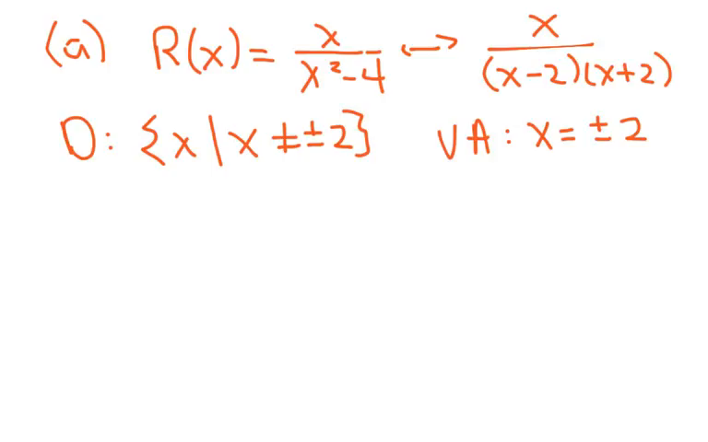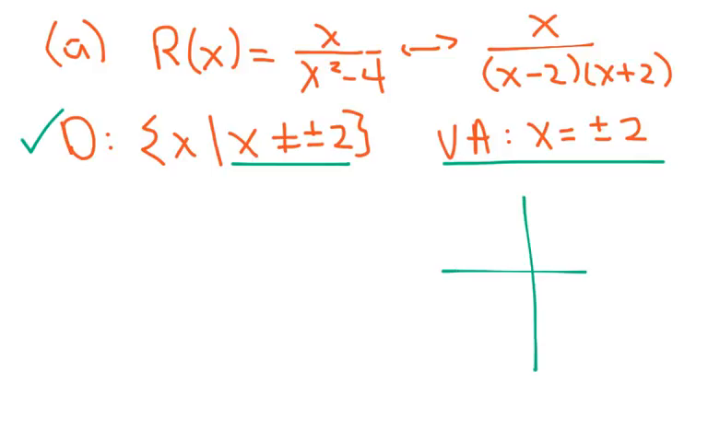So just notice that this should match here. If you can find the domain, you can find the vertical asymptote. And again, that just means that the graph won't cross at 2 and negative 2 when you draw it, which I don't think we're drawing in this section. So, alright, let's go and do another one.